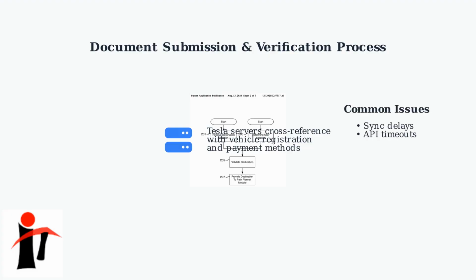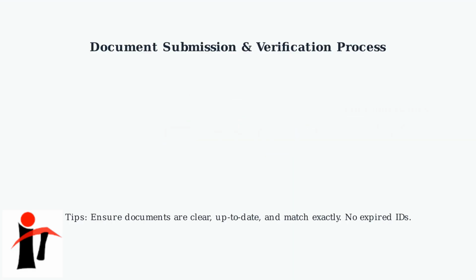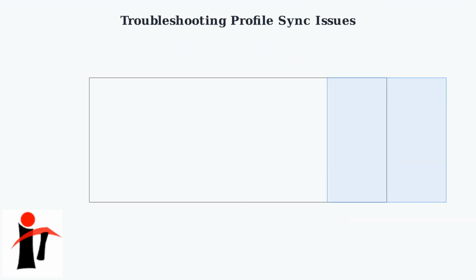Common issues include sync delays or API timeouts, which can cause verification failures. To ensure success, make sure your documents are clear, up to date, and the information matches exactly. No expired IDs or mismatches. Profile sync issues can create significant roadblocks after submitting your documents for name verification. The Tesla app needs to pull updated data from Tesla's servers, but cache inconsistencies can prevent this synchronization.